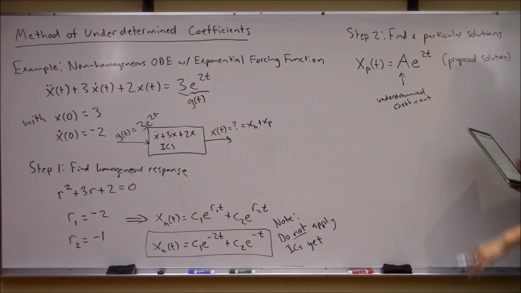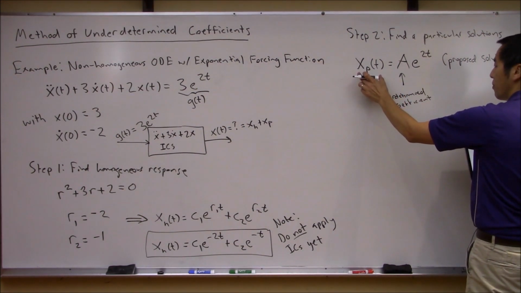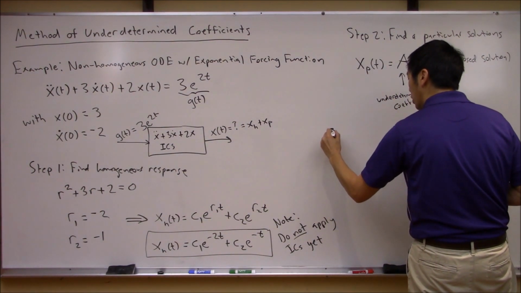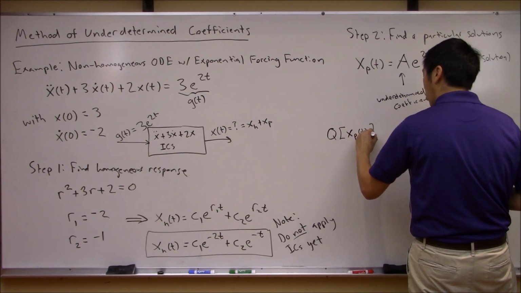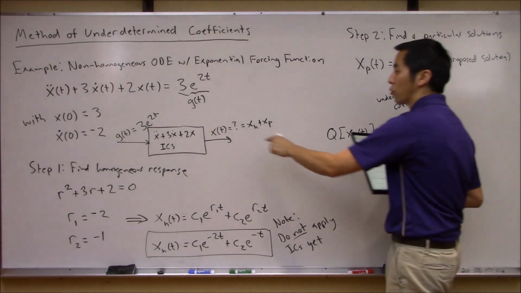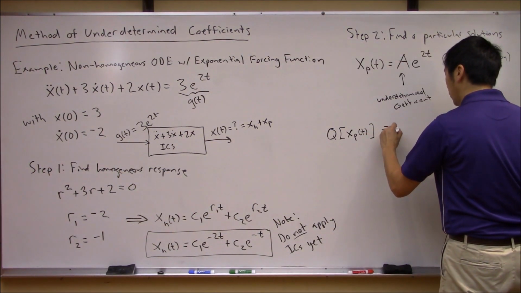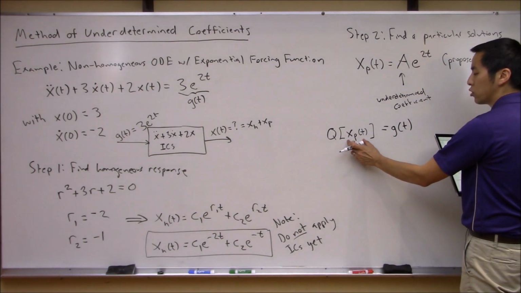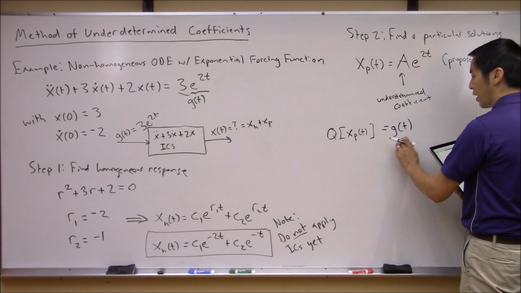So the goal now is we have to find an A that is going to, quote unquote, work. And when we say work, we mean that this solution has to solve the differential equation. If I plug this particular solution through the Q operator, this ODE had better equal G of T. That's what it means to have a particular solution which solves the non-homogeneous differential equation: you evaluate it, and it gives G of T.